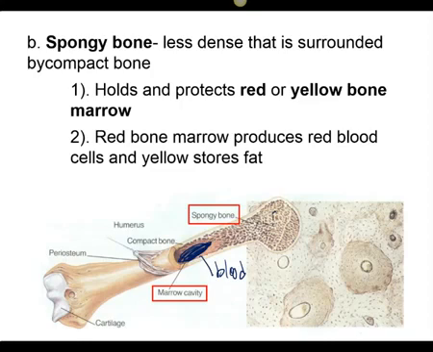And then throughout here, a lot of the times we have what's called yellow marrow, which is pretty much fat storage. Think of fat as being a yellowish color. And if you notice the spongy bone, guys, it's kind of porous, has holes. It's not as thick as the compact bone. It allows our bones to be strong, yet light, because it's not so solid.